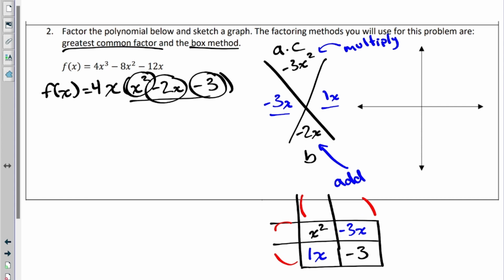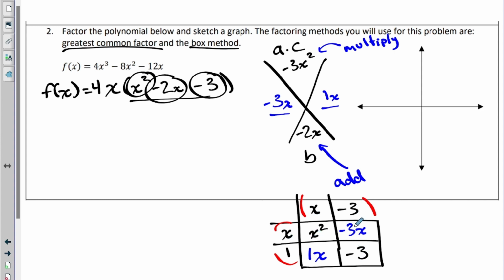And so I start from the top. What's the way to get to x squared? By multiplying. Well, it's got to be x times x. How do I get negative 3x by multiplying? Well, I'd multiply x by negative 3. And then how do I get x into 1x? Well, I multiply by 1. And then double check, 1 times negative 3 is negative 3.